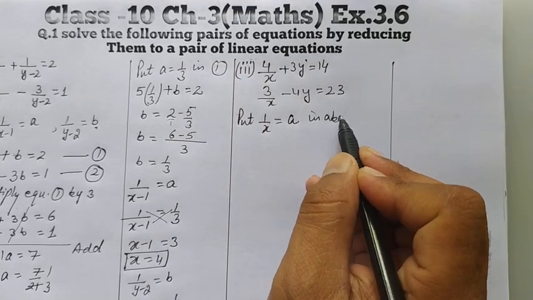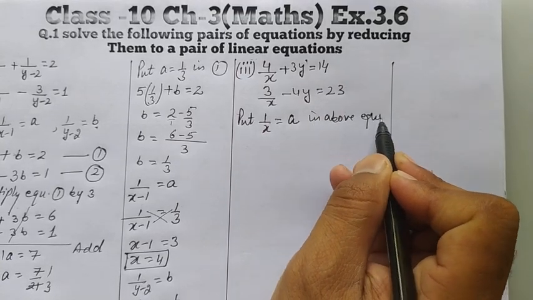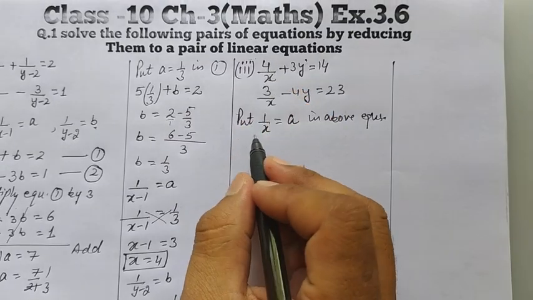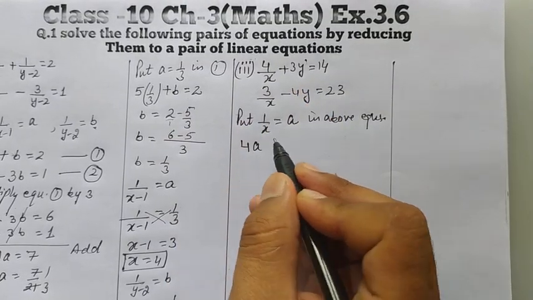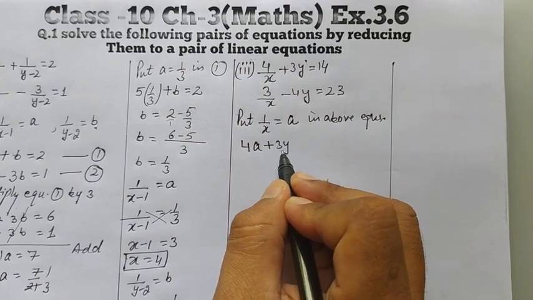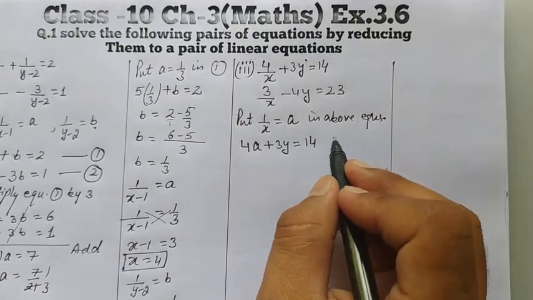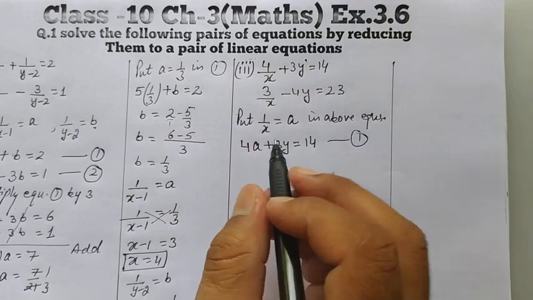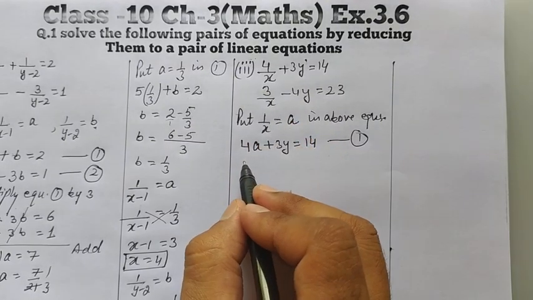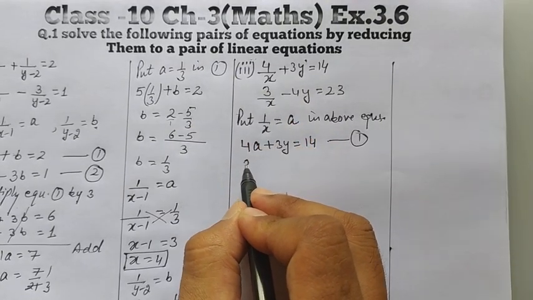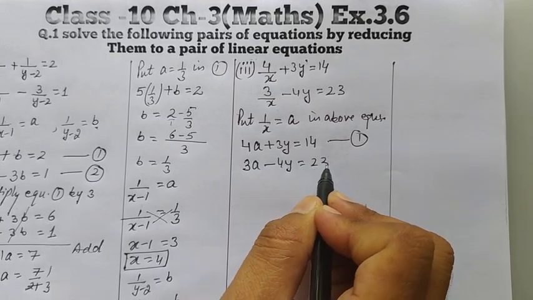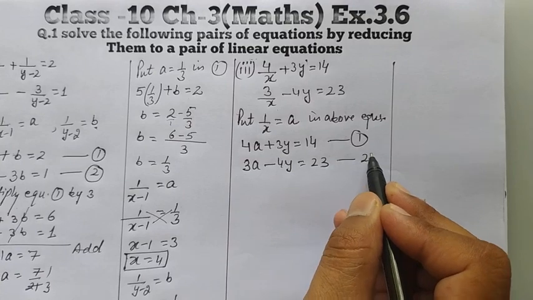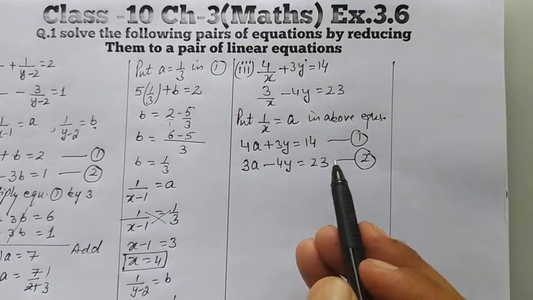equations, it becomes here 4 over x means 4 into 1 by x. 1 by x is a, so it is 4a plus 3y is equal to 14. This is equation number 1. Now next, 3 over x means 3 into 1 by x. So that is 3 into a minus 4y is equal to 23. Now we'll solve these two equations with the help of the elimination method.